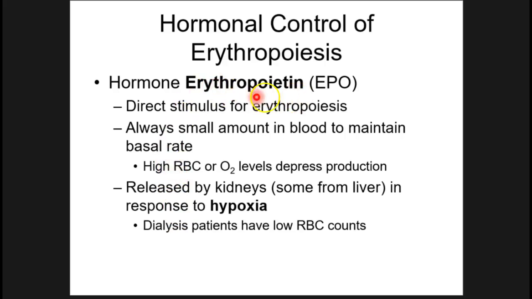Now that erythropoietin comes from the kidneys. What if you're in kidney failure? If you're in kidney failure, you're not secreting erythropoietin, you're going to have a hard time producing more red blood cells on your own.